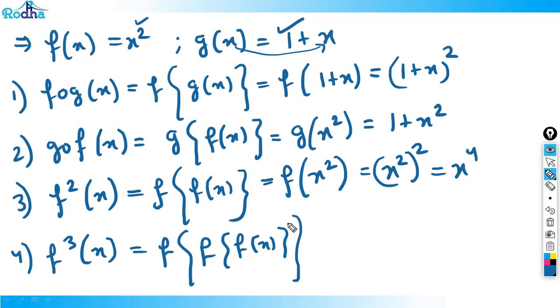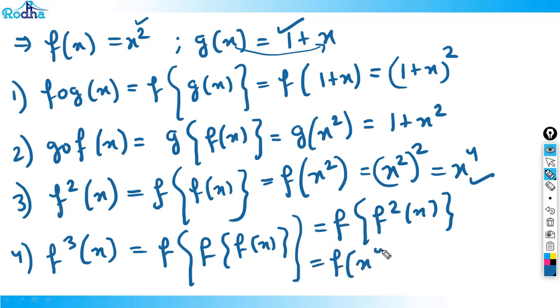Similarly, f of cube x, right? What is f cube x now? It is written as f of f square x. You got the value of f square x. How much is it? X raised to 4. So I need to calculate f of x raised to 4 actually. F of x is x square. So x raised to 4 becomes x raised to 4 square. That is x raised to 8. That should be the value for f cube x.